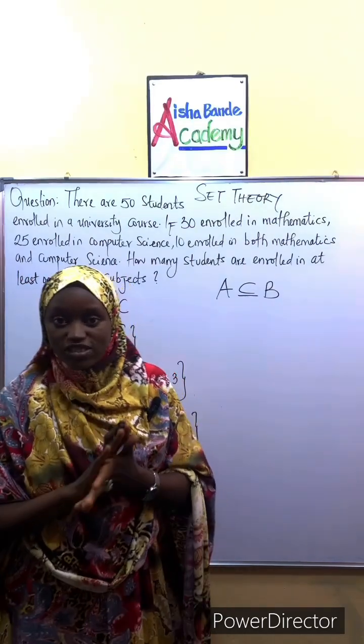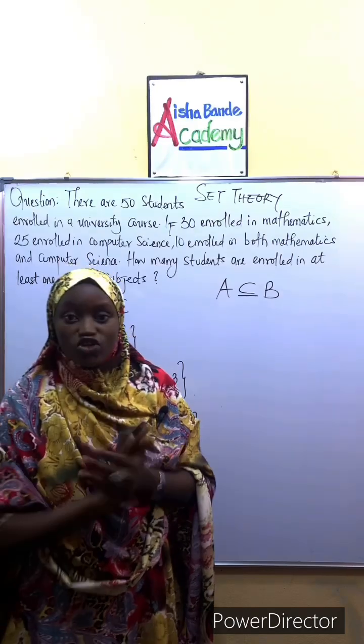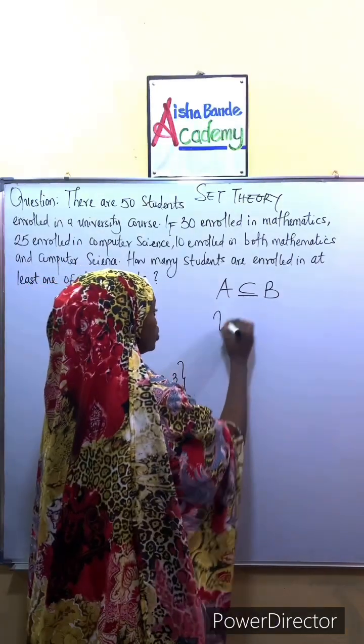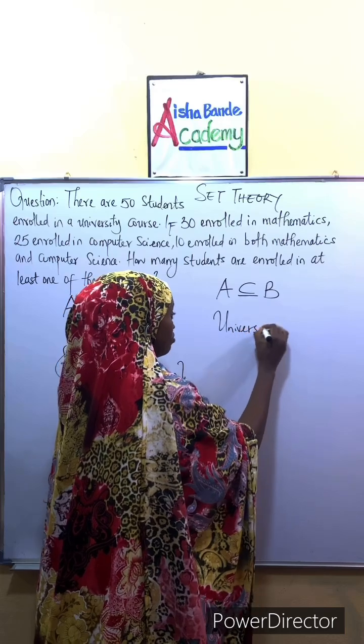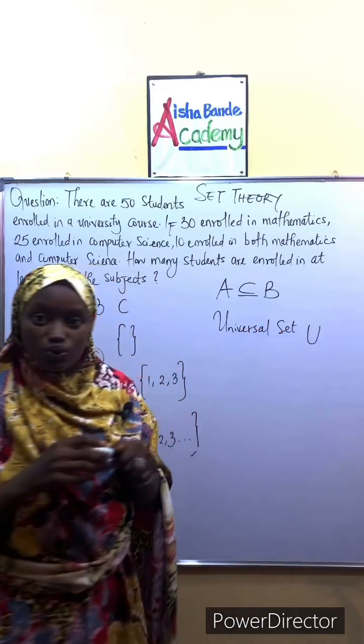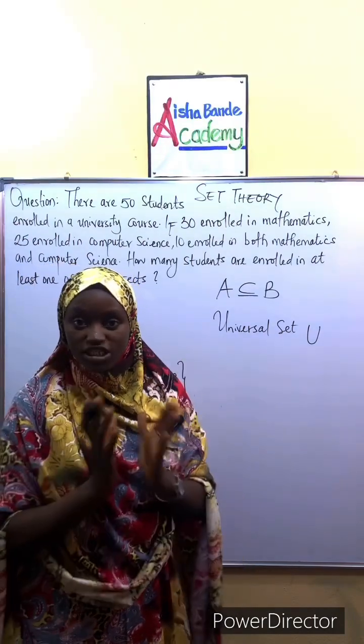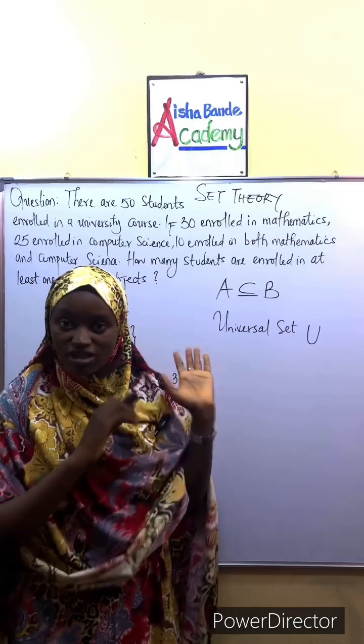The next type of set we'll be discussing is known as the universal set. The universal set is denoted with the symbol capital letter U. A universal set is a set that contains all the objects under consideration.